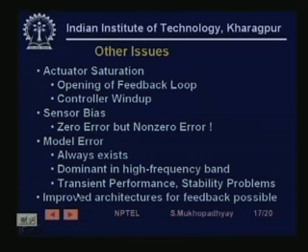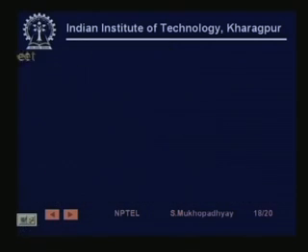To take care of these things, various other architectures are possible, that is, the loop structure, what feedback we will use, and how we will use the controllers. We will see some of them. For example, feed forward configuration and cascade configuration, we will see all of them.